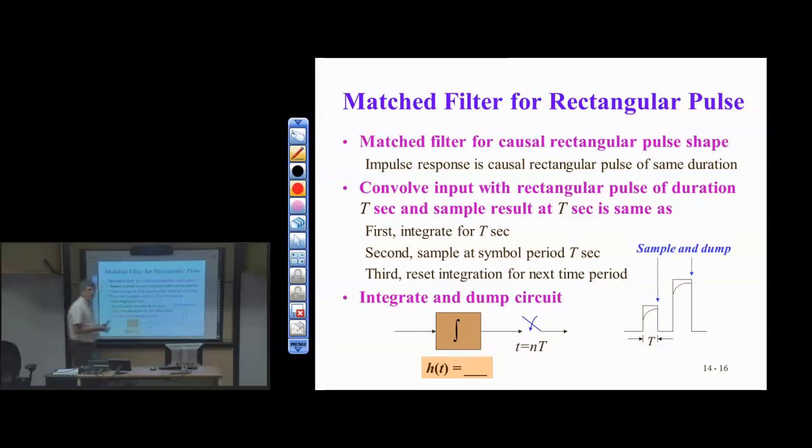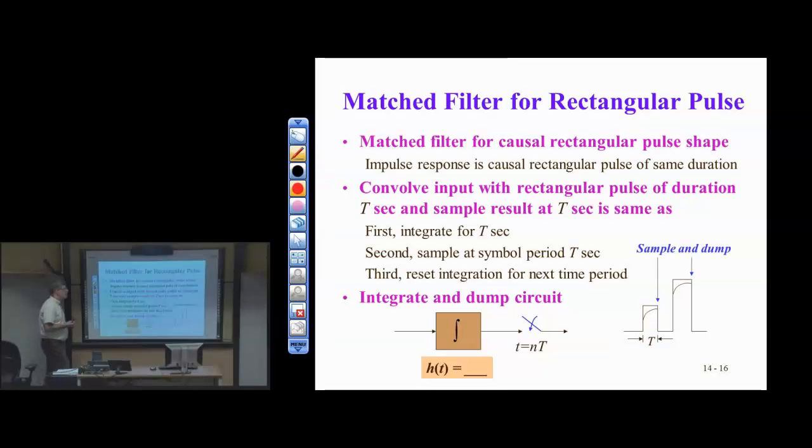Okay, now let's look at an application, another way to do match filtering. This goes back to when I asked you, what's the best way to detect what bit had been transmitted, given that the channel had additive noise? And you said average over the symbol time, and then compare that against the threshold. And I told you that's the best thing you could do, and here's why. So here's the rest of the story, the quantitative side of that story.